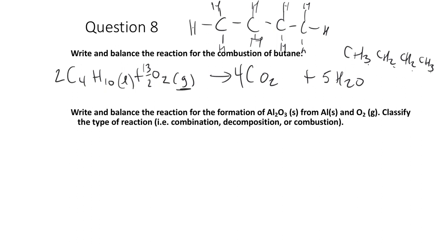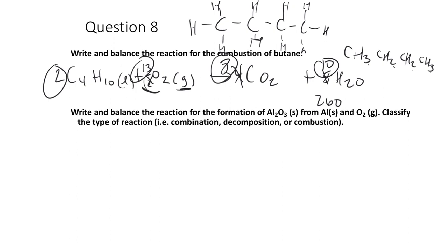So we'd go to 2, 13, 8, and 10. And so then our count here would be 16 plus 10. So 16 plus 10 is 26 O's, and then we'd have 26 O's on this side of the reaction here. So this would be balanced with a 2, 13, 8, and a 10.